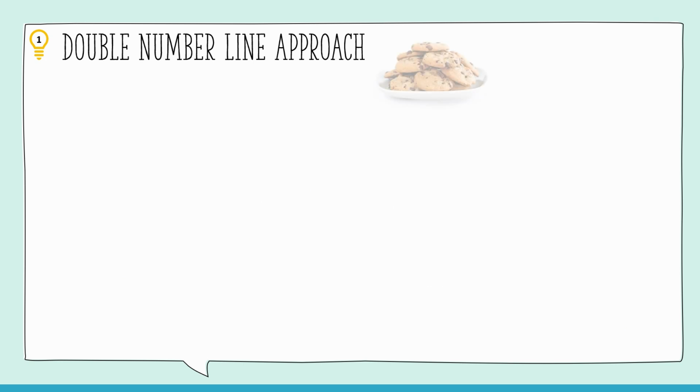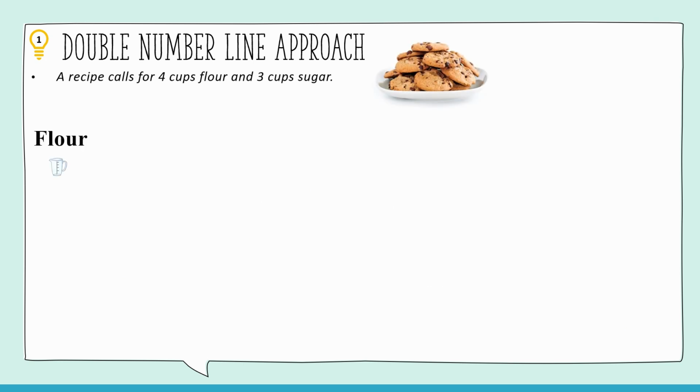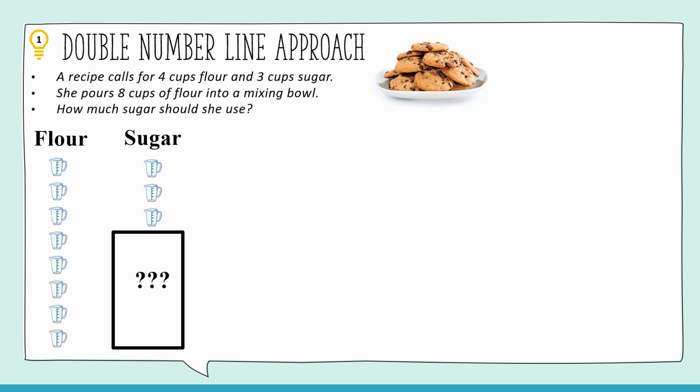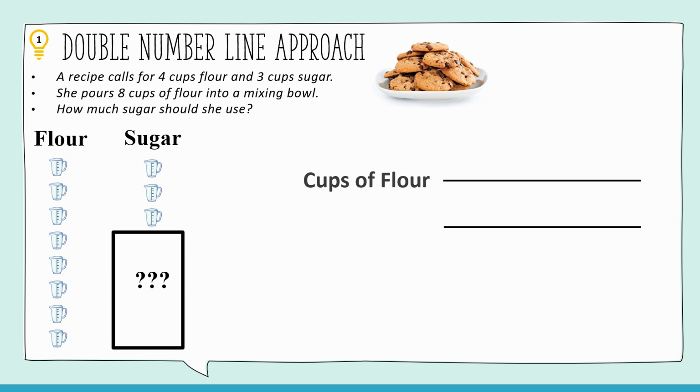Kiko is baking cookies for her class, using a recipe that calls for 4 cups of flour and 3 cups of sugar. To make enough for everyone, she pours 8 cups of flour into a mixing bowl. How much sugar should she use? We set up a double number line with 2 number lines, stacked and labeled with each quantity.